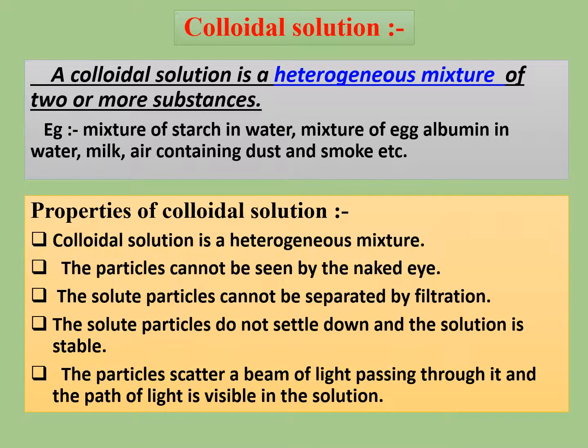What is a colloidal solution? A colloidal solution is a heterogeneous mixture of two or more substances. Examples: mixture of starch in water, mixture of egg albumin in water, milk is again a very good example of a colloidal solution, air containing dust and smoke, etc. Now let's go through the properties of a colloidal solution.